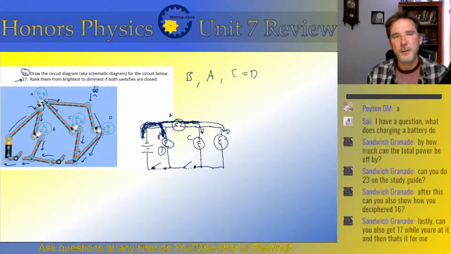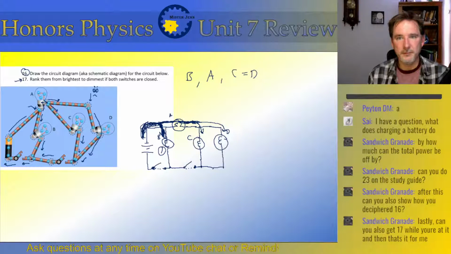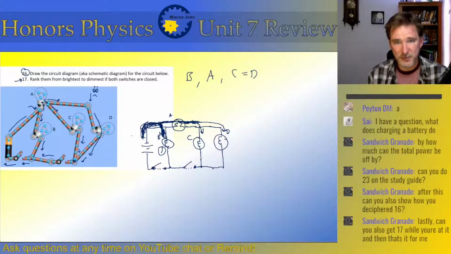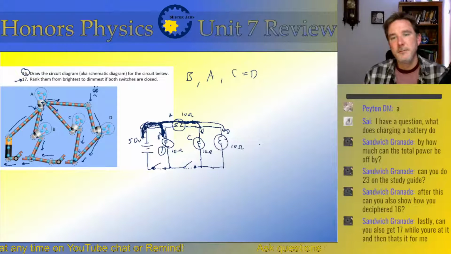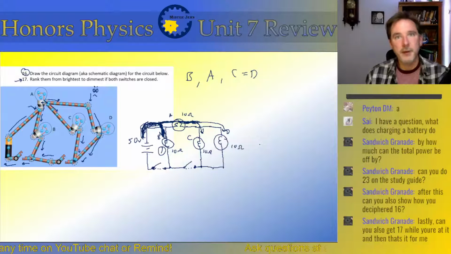Okay. If there were numbers, it might be easier. You could assign numbers to this if you want to do it mathematically. You could say, well, this is 50 volts, and you make these all 10 ohms, as long as they're all the same. You could verify that mathematically. You could figure out the current. If you figure out the current, you have figured out the brightness. More current means more brightness. Okay? Anything else?